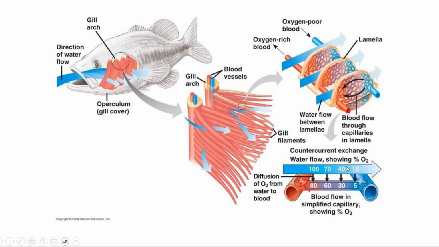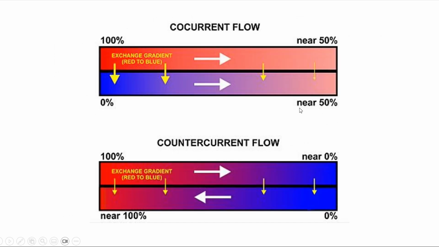So therefore, this shows you as well. There's always more oxygen inside the water compared to the blood, only slightly more. So there's always a diffusion gradient maintained across the whole lamellae and therefore across the whole gill filament. So this is what I'm talking about, the co-current flow.